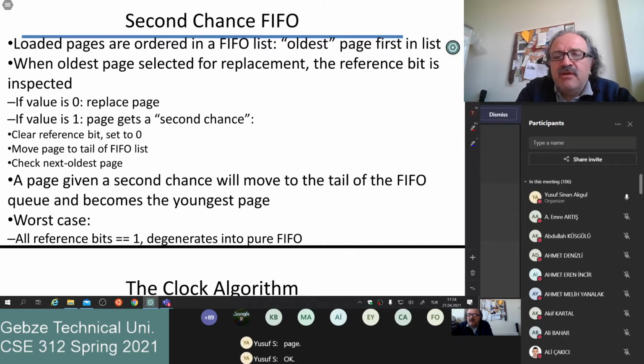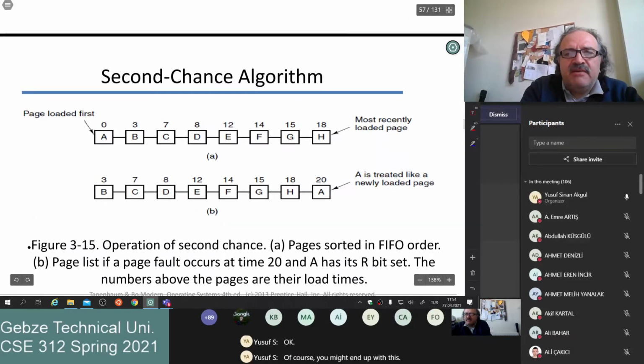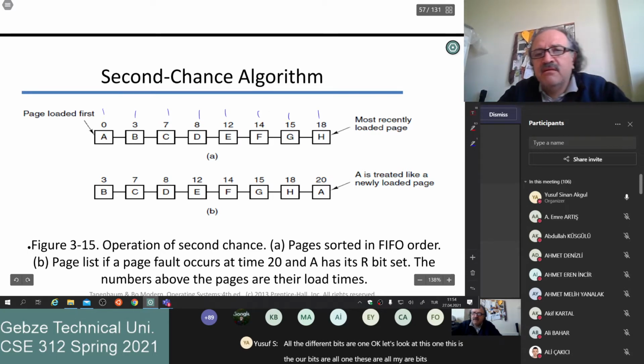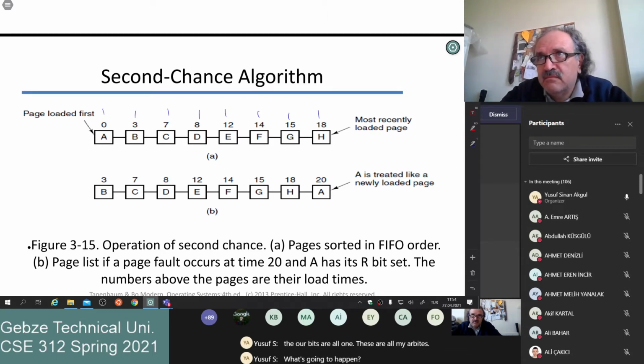Of course, you might end up with this: all the reference bits are one. Let's look at this one. These are all my R bits, and they are all one. What's going to happen? They are all referenced, and I need to replace somebody.